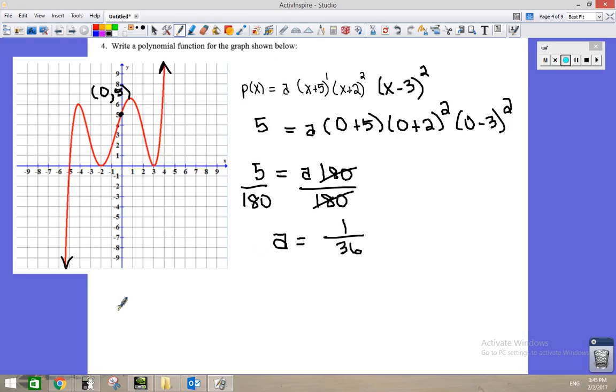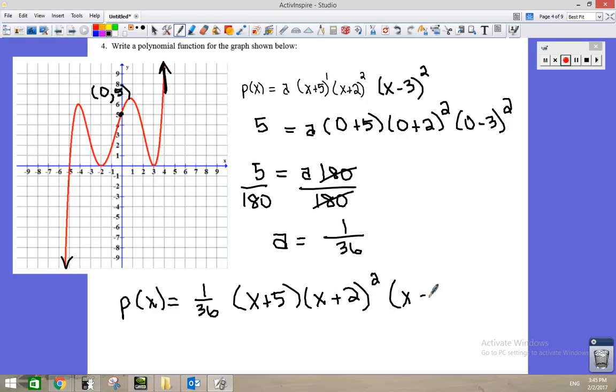So my final answer is that this polynomial function, it didn't say it had to be in standard form, so I don't have to multiply all this together, is 1 over 36, which is positive, and it's going up to the right, so it's good that that's not a contradiction. x plus 5, x plus 2 squared, x minus 3 squared. So there's my answer for number 4.